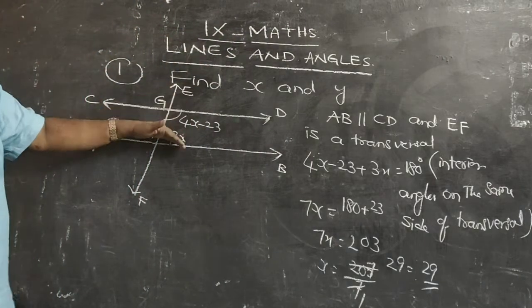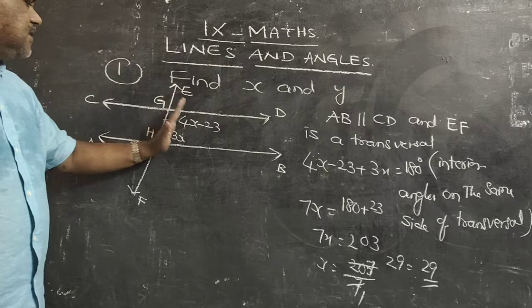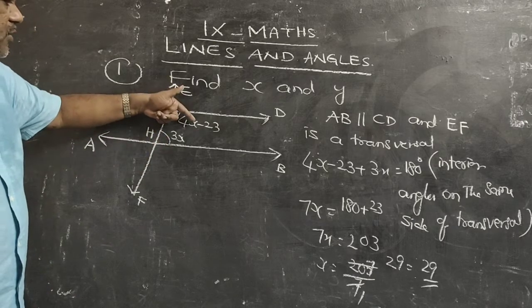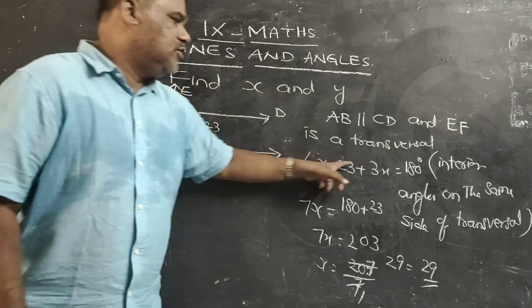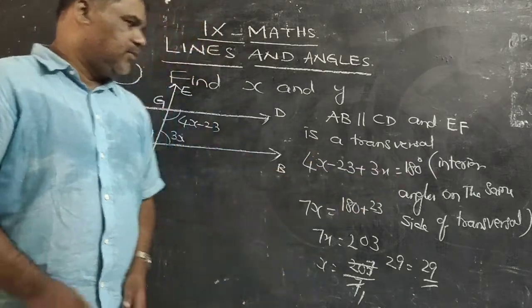So these two angles are interior angles on the same side of transversal. So they are called supplementary angles. Their sum is 180 degrees. Using that property, we will get the x value.